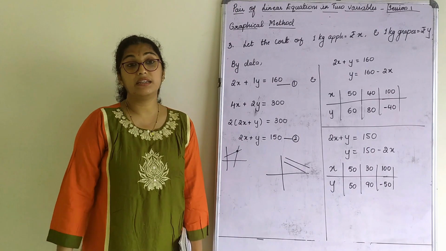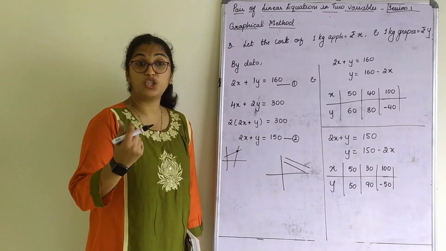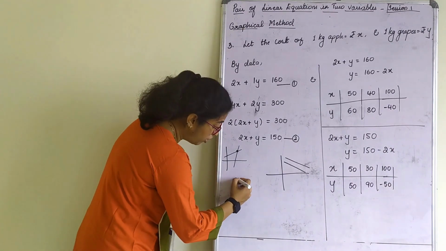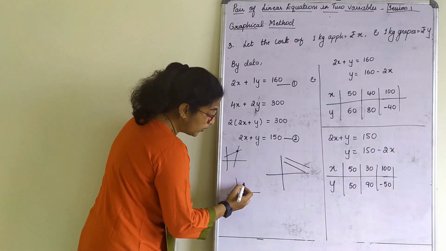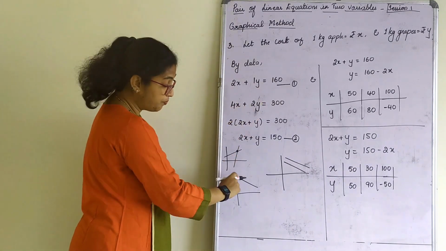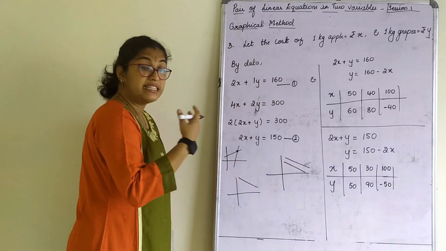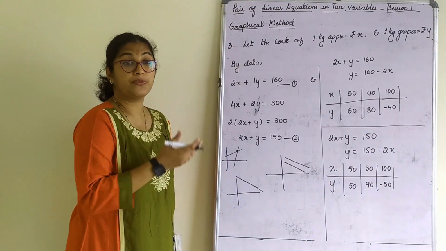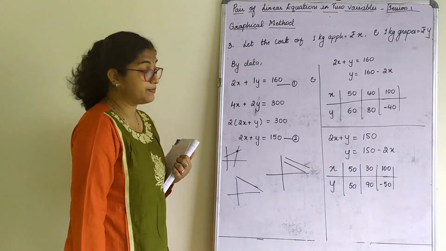Assumption: what are the conditions when the graphical representation gives us parallel, intersecting and coinciding? We have not done any sums on coinciding. Coinciding means when one graph is plotted, the graph will come like this. The second one will also come on this only. It will overlap. That is called coinciding.